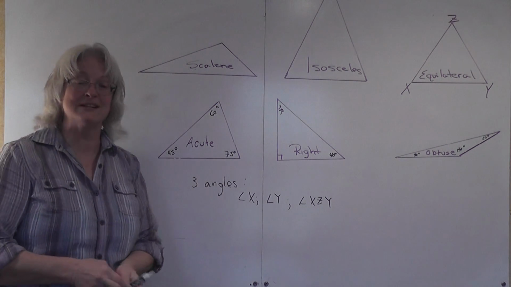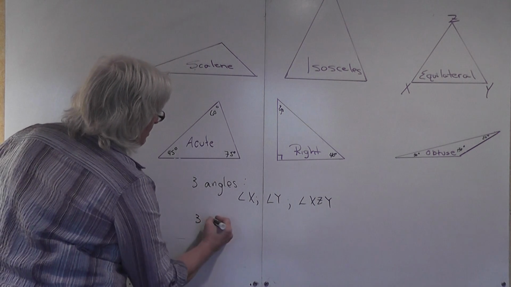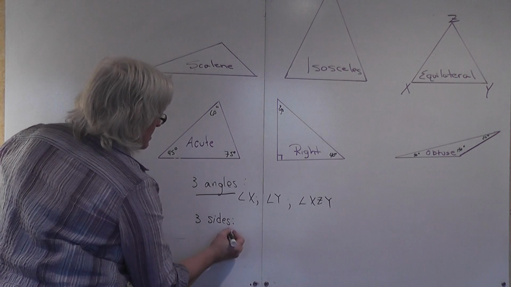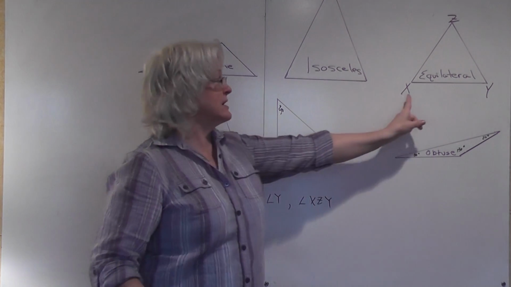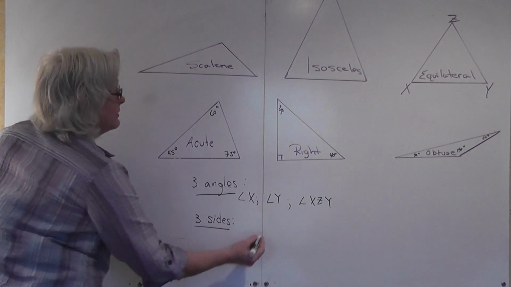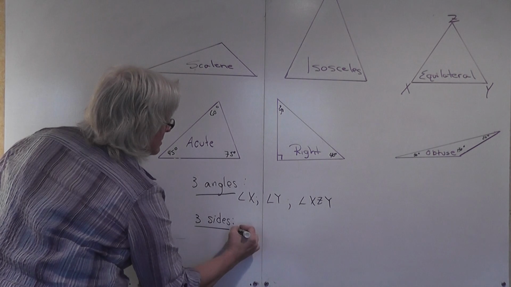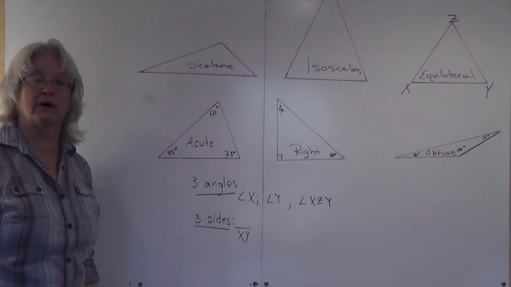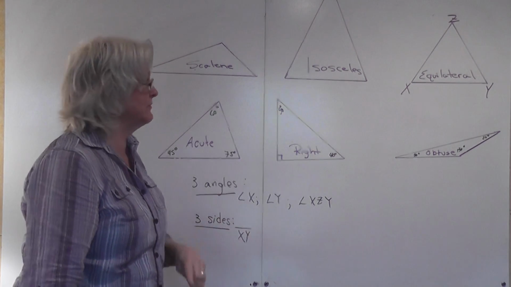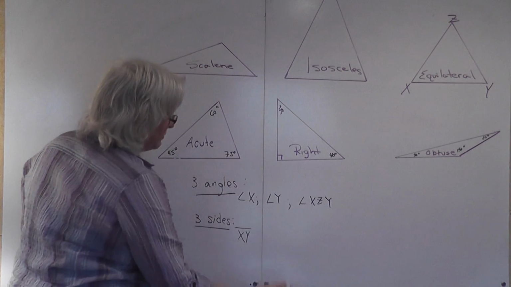There are also 3 sides that make up a triangle, and the sides are line segments. You remember, a line segment has a specific beginning and a specific ending. So you have line segment XY. With that straight line on the top, there are no arrows because this means that we have a specific beginning and a specific end. We have line segment XY, line segment YZ.